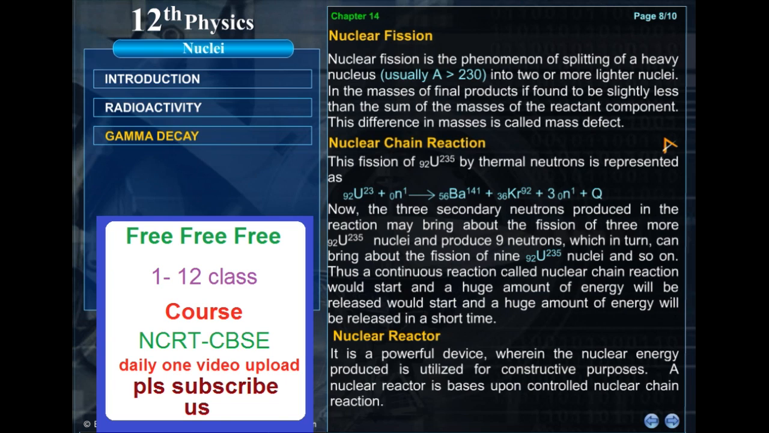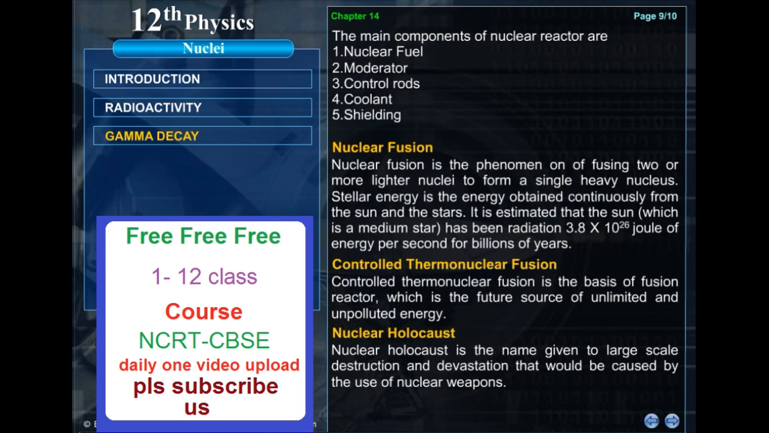Nuclear reactor. It is a powerful device wherein the nuclear energy produced is utilized for constructive purposes. A nuclear reactor is based upon controlled nuclear chain reaction. The main components of a nuclear reactor are nuclear fuel, moderator, control rods, coolant, and shielding.